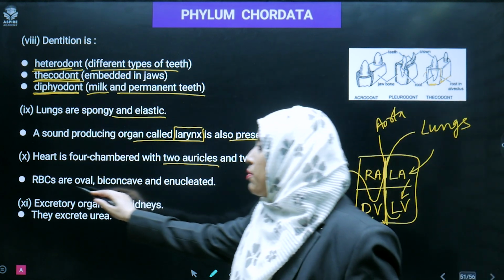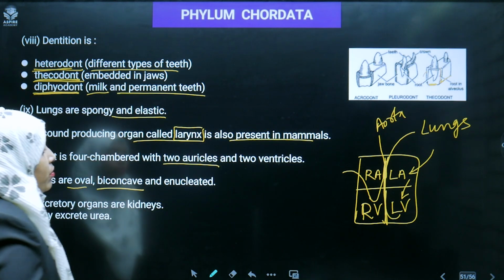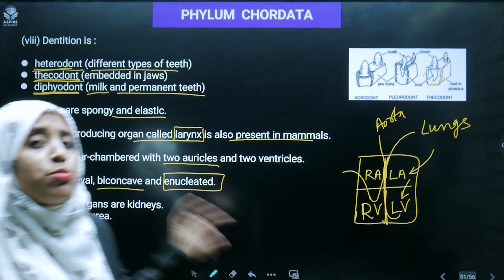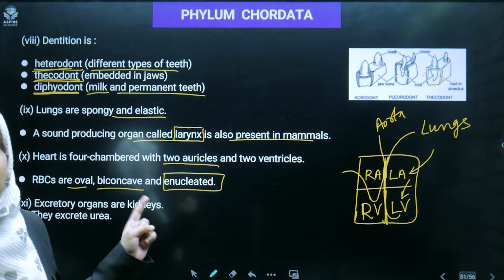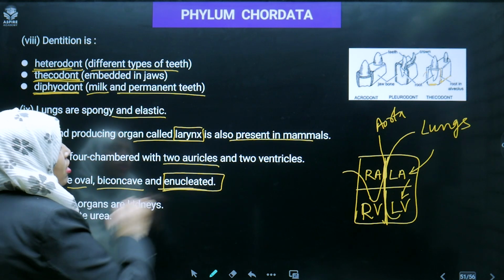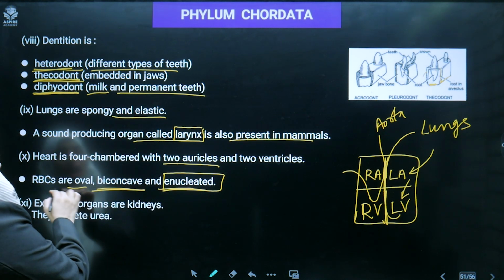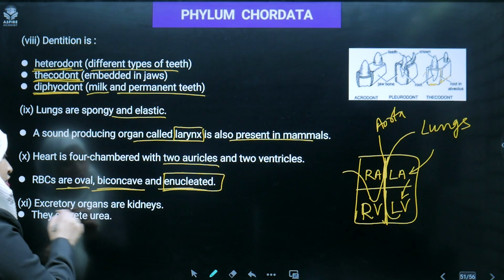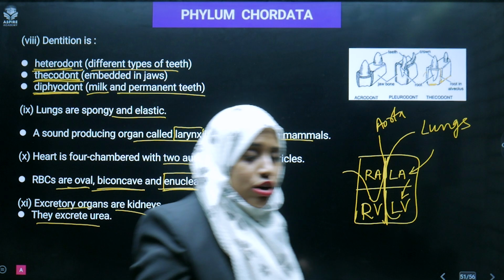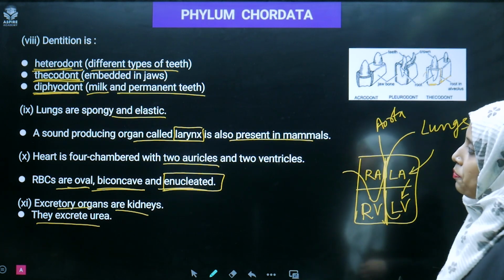Okay, so RBC कैसा है हमारा mammals का? Oval है. Okay, biconcave है, and it is enucleated. Till now, in amphibians, reptiles and birds, we have seen their RBC was nucleated. Nucleus present है उनके RBC में, but we don't have RBC with a nucleus. So we have enucleated biconcave RBC. Now, the excretory organ is simply the kidney, and they excrete urea as a waste product.